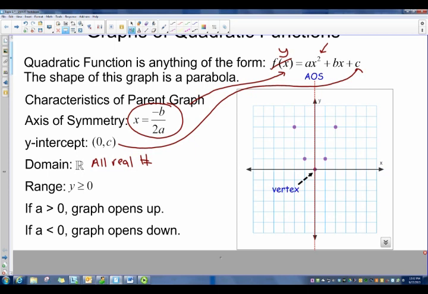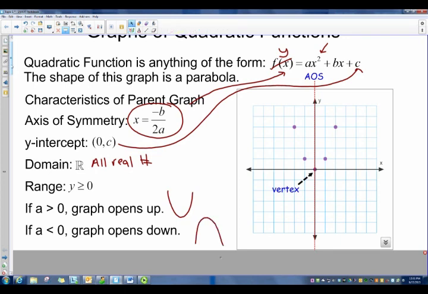Now, there's a couple different things you can tell about these graphs. The first one, if your a is greater than 0, the graph opens up. Okay? So you'll have a parabola or a U-shaped graph that looks like this. If the a is less than 0, so think negatives, the graph will open down and will look like that.